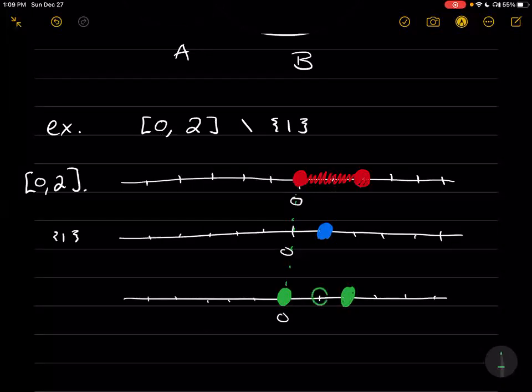right at 1. So it'll be an empty circle right there. And it's everything in between the circles, but just not 1. It comes from that blue dot right there. So this is 0, 2, take away the singleton 1.